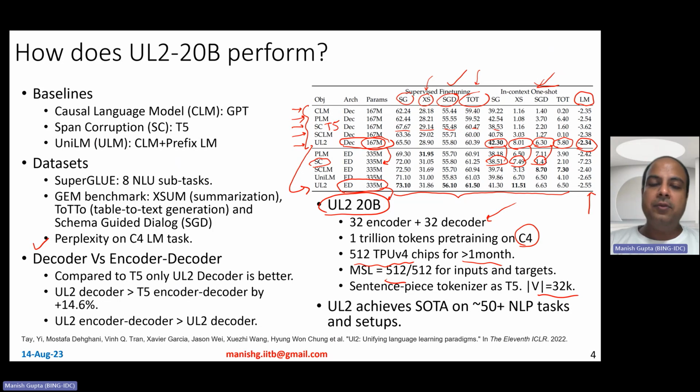Although I'm not going to discuss those in detail, what is observed is that this UL2 20 billion model actually achieves state of the art on 50 plus NLP tasks. On several different NLP tasks, this model obtained state of the art, somewhere around the end of 2022.